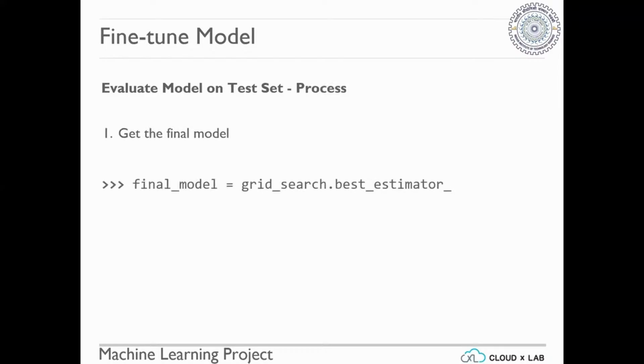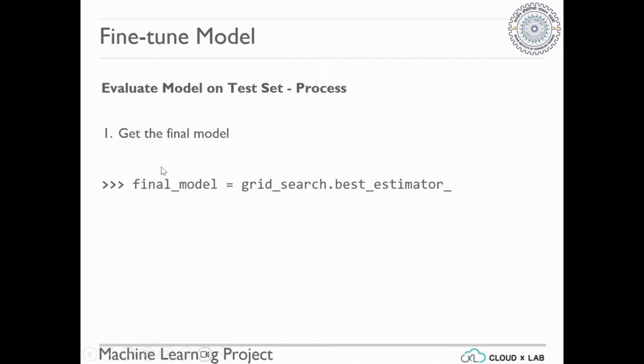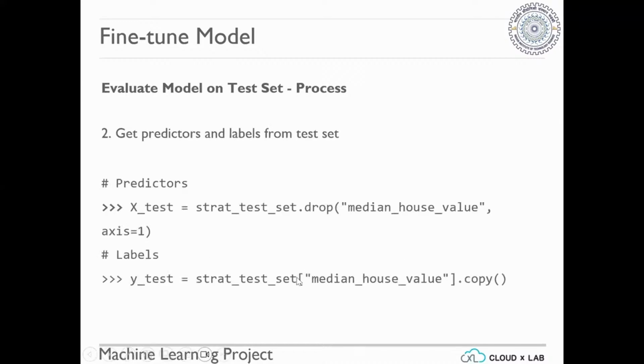Okay. So get the final model. Since we have done a grid search using all possible combinations of hyperparameters and using this dot best estimator, we will get the best model, right? That best model will give us the lowest cross validation error, the lowest validation set error. Now using this final model, we will calculate the performance using test data, right?